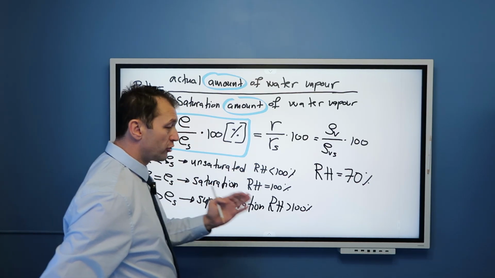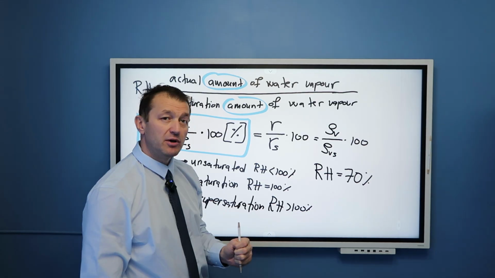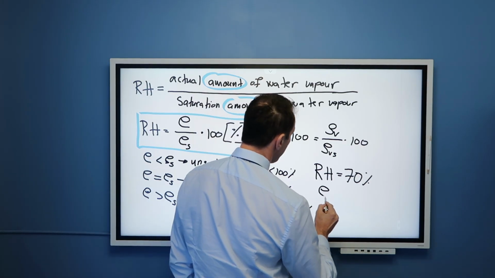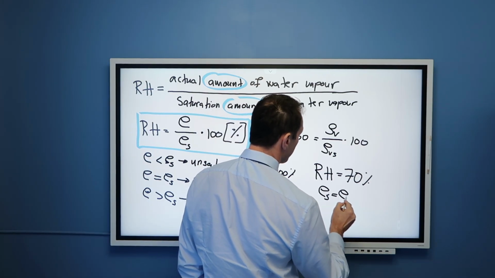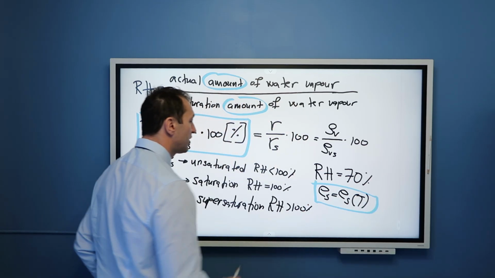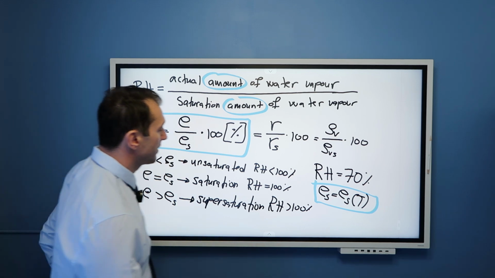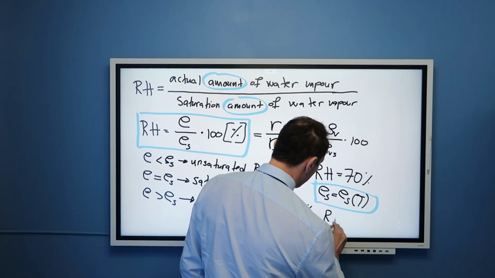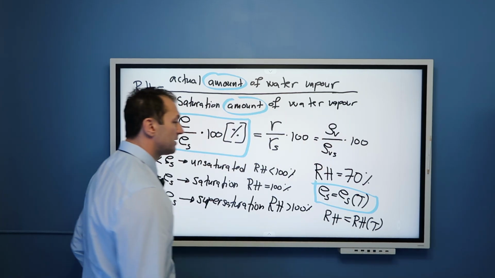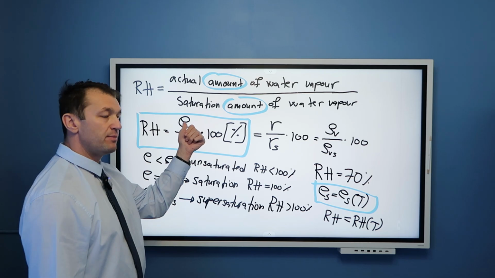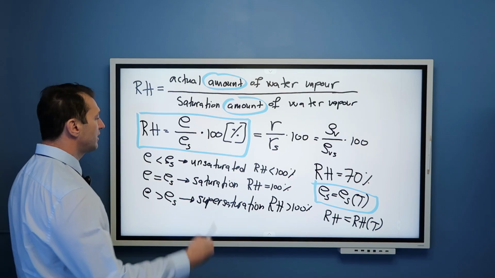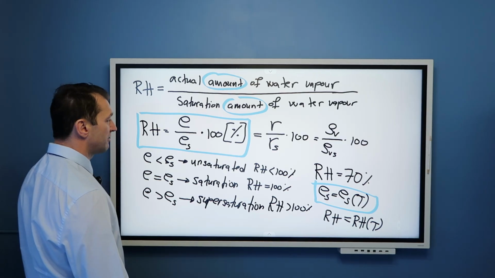And now I introduced another important label here, and that is temperature. Because this saturation vapor pressure, you know very well from my video on the saturation vapor pressure, depends on temperature. Very important. Well, because es depends on temperature, that means that relative humidity also depends on temperature. As for a given amount of water vapor in the air, as the temperature is increasing, relative humidity is decreasing, and vice versa.